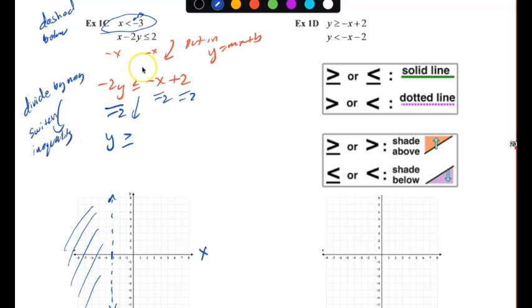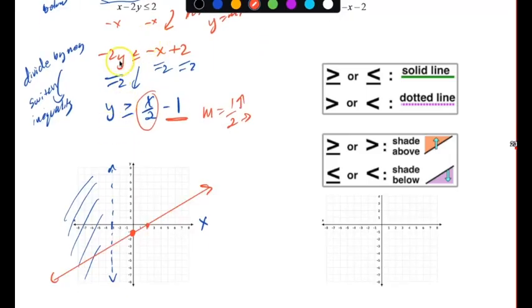This is going to become a negative and negative. So I'm just going to leave it as x over 2 and then negative 1. 2 divided by negative 2 is negative 1. So in this case, my y-intercept is negative 1. My slope is 1 over 2. The coefficient of x is 1. So we're going to go up 1, right 2. Like that. It is solid.